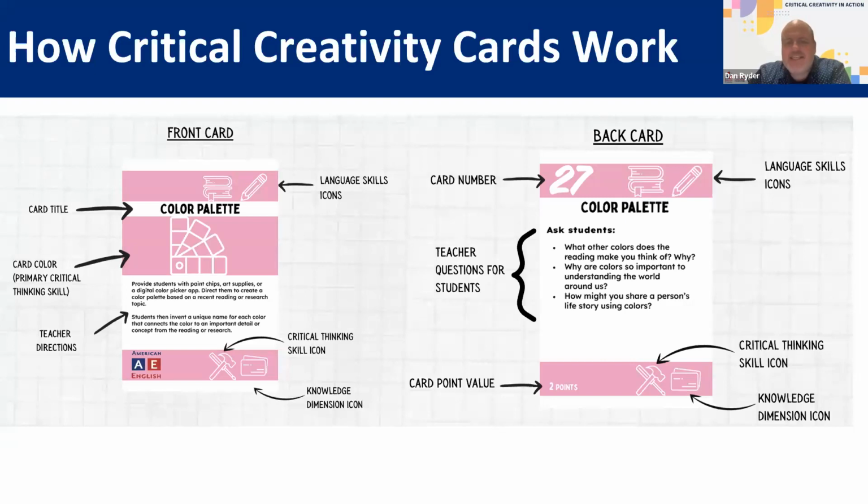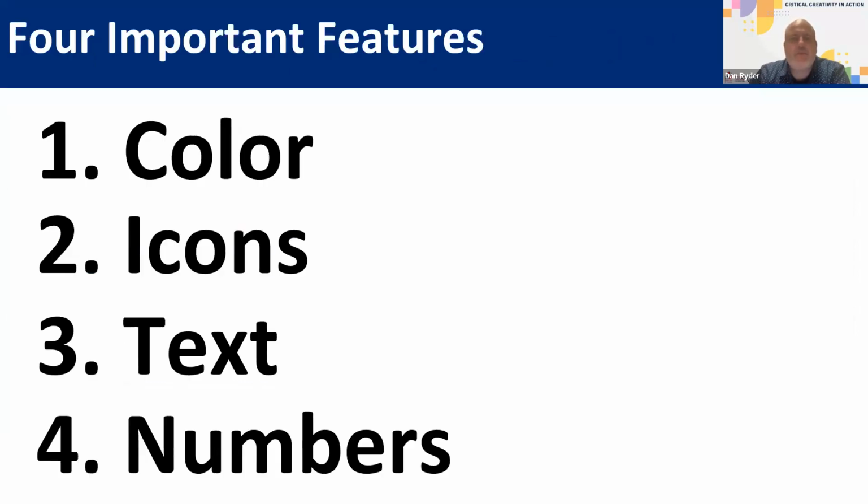So here's how the critical creativity cards work. The deck contains 49 ideas for integrating critical creativity into any classroom. Each card has teacher directions for the activity on one side and 3 questions for students on the other side. There are also icons and colors to help you identify which activities are best suited for particular literacy skills and thinking skills. And there are card numbers and point values to help organize and plan activities. We're about to take a look more in depth at each one of these features. So those 4 important features of the cards are color, icons, text, and numbers.